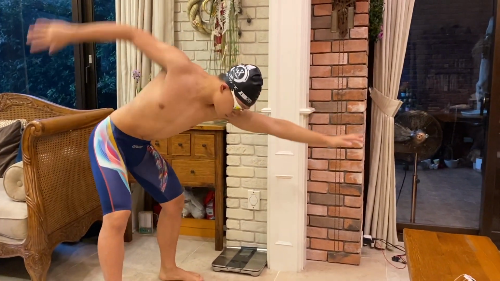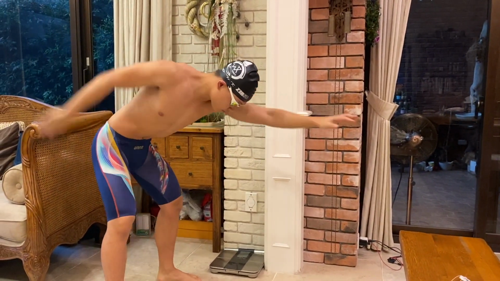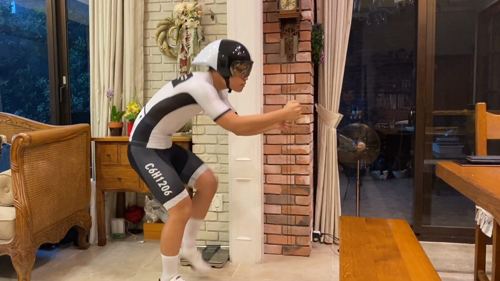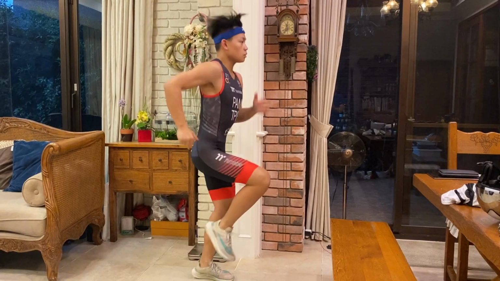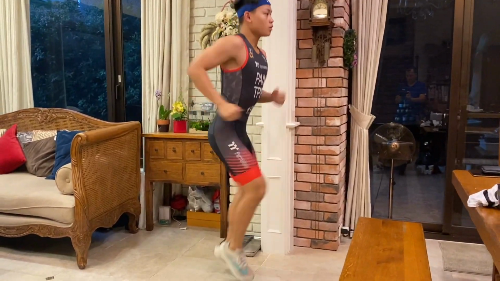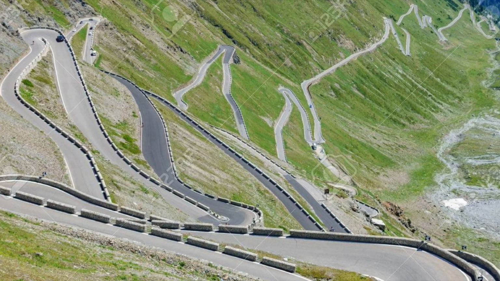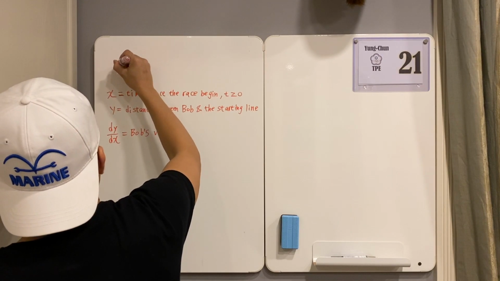This is Bob. Bob is going to compete in his first Ironman competition, but his wife is nervous about him competing, so she wants to know where Bob is at all times. He doesn't always run forward, for the course is zigzag.